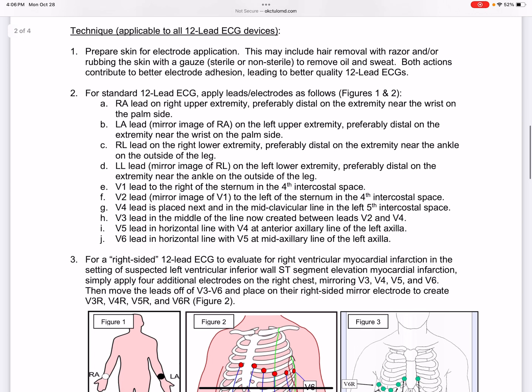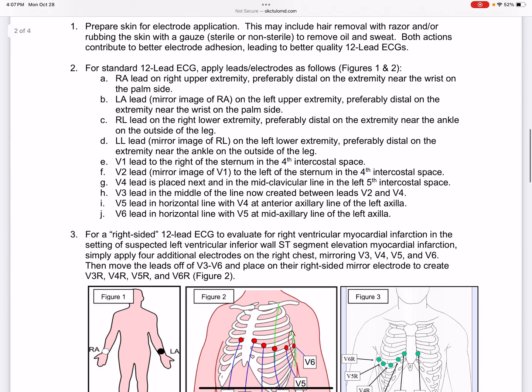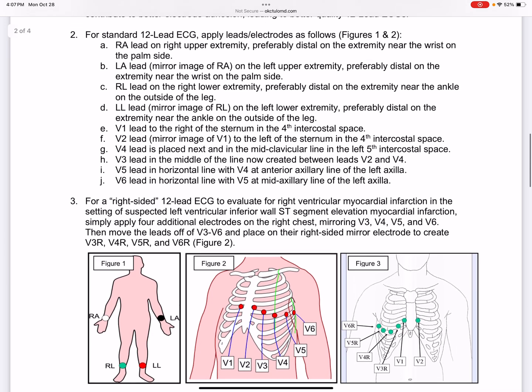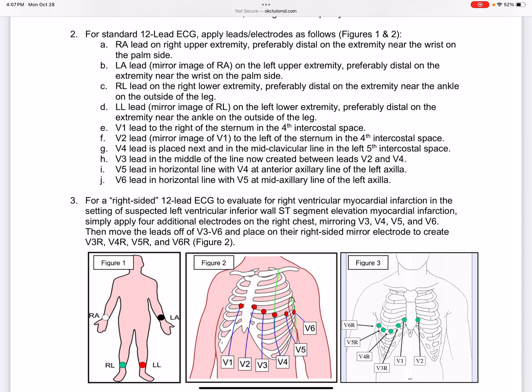So the technique for obtaining 12 leads, number one, you're going to prepare the skin for electrode application. This may include hair removal with razor and or rubbing the skin with gauze, sterile or non-sterile, to remove oil and sweat. Both actions contribute to better electrode adhesion, leading to better quality 12 leads. For standard 12 lead ECG, apply leads and electrodes as follows. So if you look down here at the bottom, it shows you a chart, like 3 different pictures of where you're going to put your electrodes.